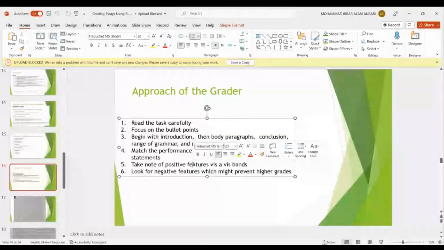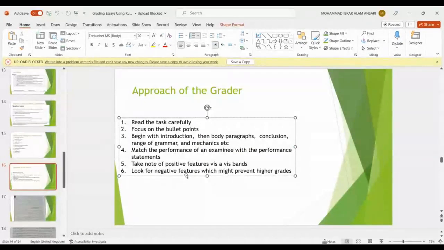We need to pay attention to positive features against bands, right? If he has done well in most of the areas, then we have to look at the positive features in the performance statements to allocate a particular score. And we also need to look at the negative features, which may prevent students from getting a higher grade. So we have to look at both positive features as well as negative features.